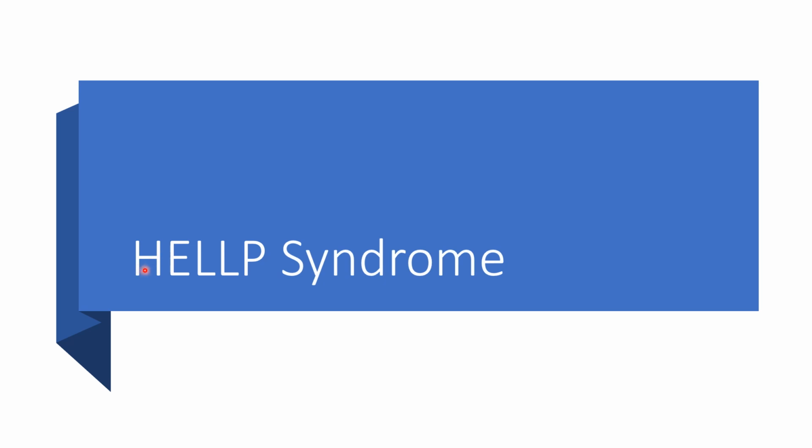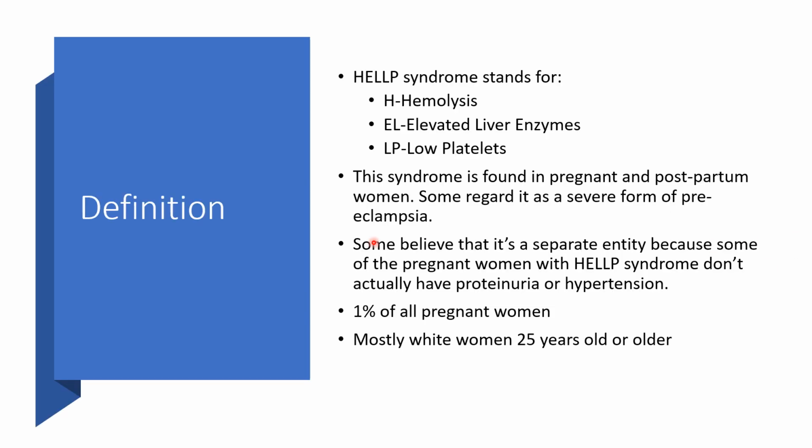Now we've reached another station and we need to stop and see what's happening with HELLP syndrome. That will be hemolysis, elevated liver enzymes, and low platelets. By definition, HELLP syndrome stands for hemolysis, elevated liver enzymes, and low platelets. This syndrome is found in pregnant and postpartum women. Some regard it as a severe form of pre-eclampsia. That's why I brought it here.